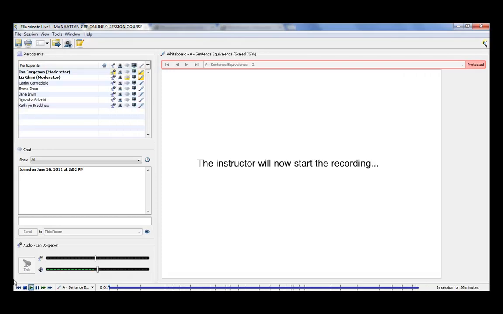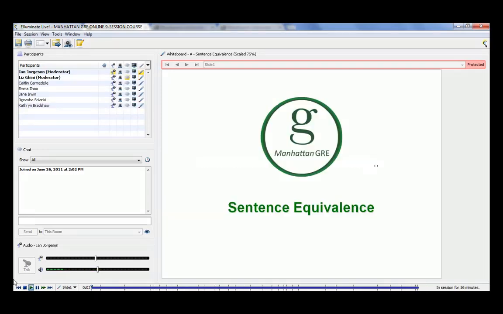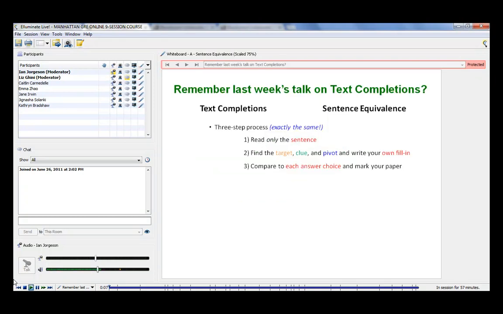In, and we'll dive right into the sentence equivalence. So, quick reminder: we've seen these problems before. In week 1 we took a look at these, but what I really want to do is show you guys how similar they are to text completions. Our 3-step process is exactly the same.